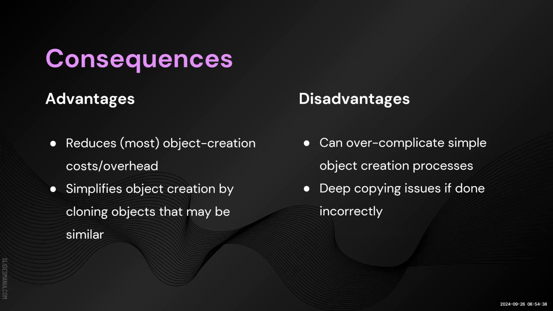So some of the disadvantages is that it can overcomplicate simple object creation processes. Like in the example before, those were pretty simple and wouldn't take too much to just copy each individual attribute rather than cloning the person or creating everything manually. Another disadvantage is that deep copying can be an issue if that is done incorrectly using the clone.